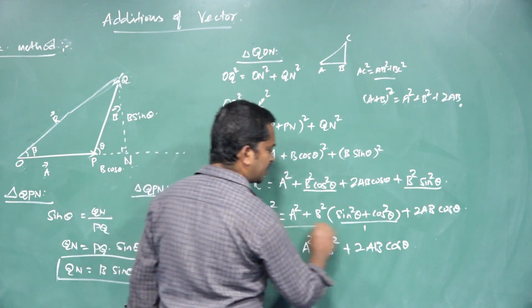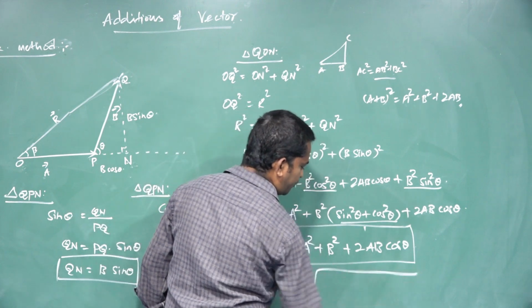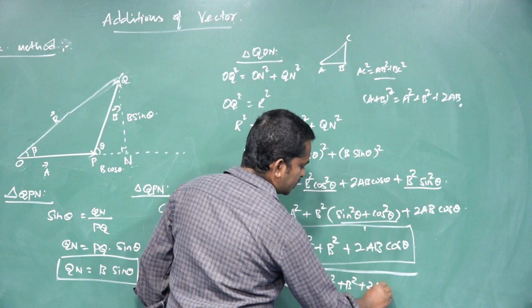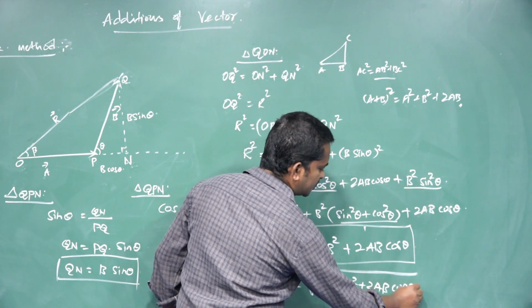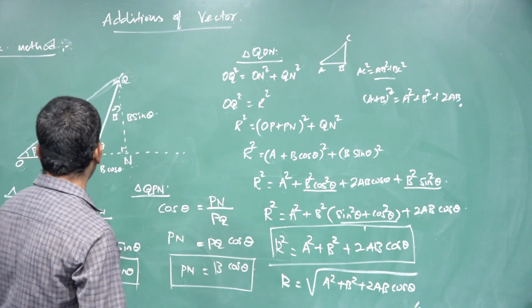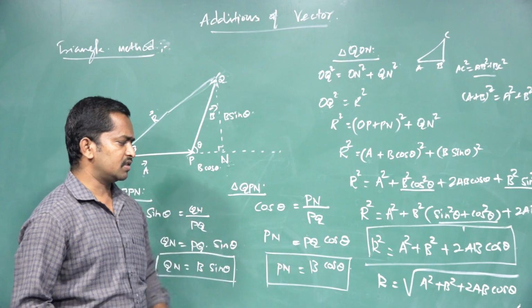This is the resultant vector value. So R is equal to square root of A square plus B square plus 2AB cos theta. This is the resultant value.